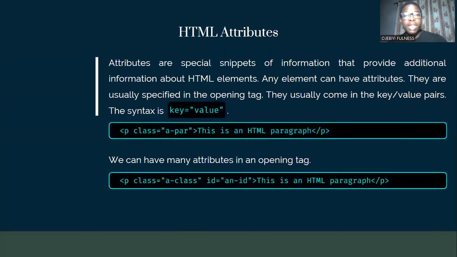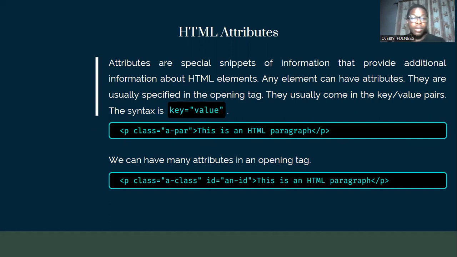So HTML attributes are special snippets of information that provide additional information about HTML elements. Any elements can have attributes. They are usually specified in the opening tag. They usually come in key value pairs. Syntax is key and value. So this is the key and the value.